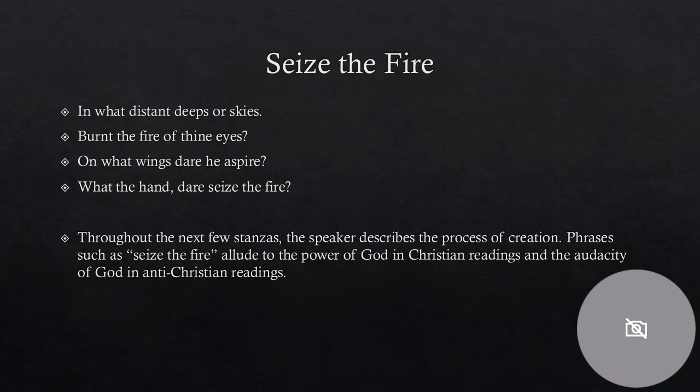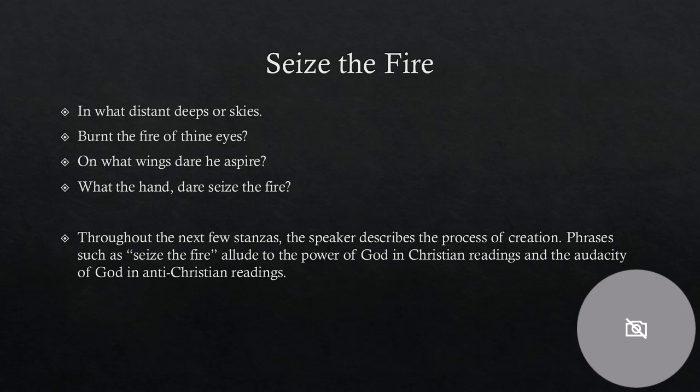Stanza 2. In what distant deeps or skies burnt the fire of thine eyes? On what wings dare he aspire? What the hand dare seize the fire? Again, there are so many books and things, like I said, that are named after lines in this poem. I love that line, seize the fire. But here he expands the discussion.